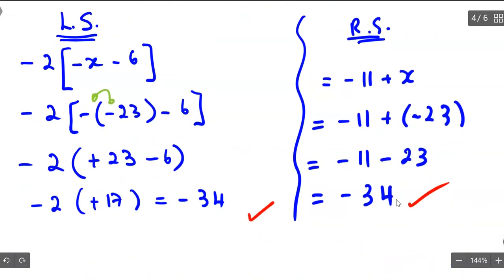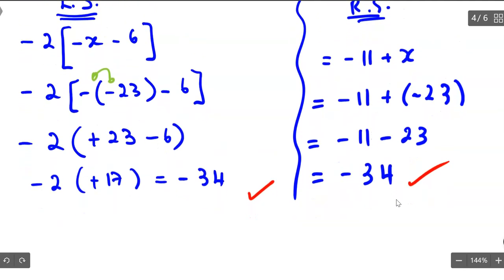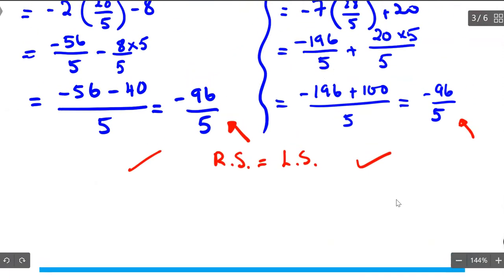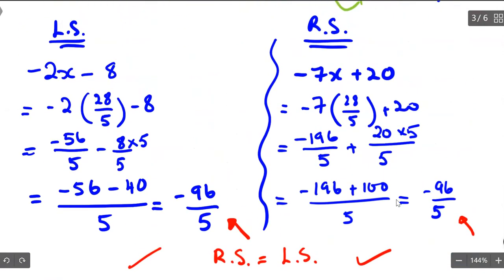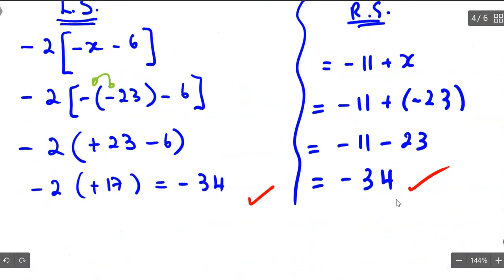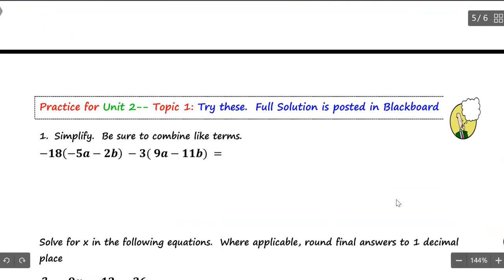Okay, so in solving for x, you can always check your solution to make sure that you get a correct solution. If you have fractions, you make sure that you use fractions when you check. And I do have quite a lot of exercises for everyone to work on.